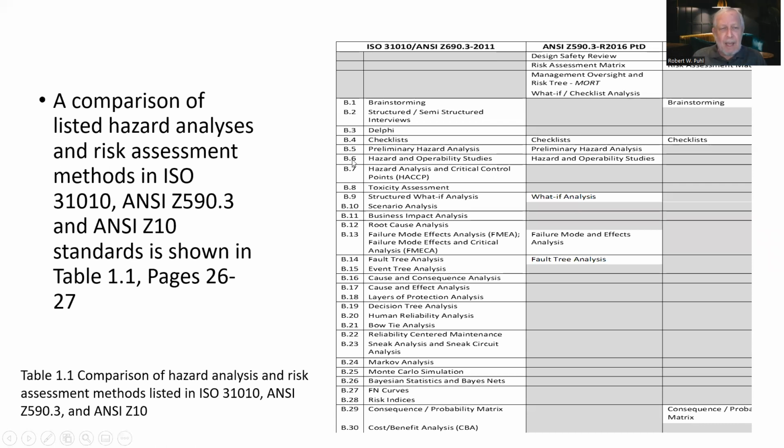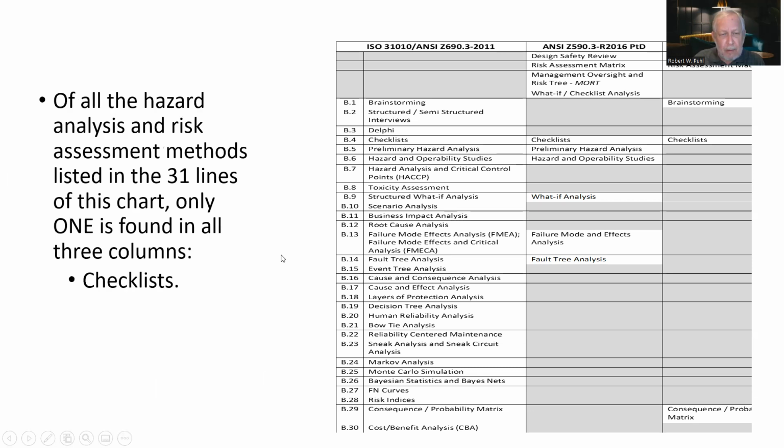The comparison of listed hazard analyses and risk assessment methods in ISO 31010, ANSI Z590, and ANSI Z10 standards is shown on table 1.1, pages 26 and 27. You really can't read them very well on this, and I'm not going to try. These are in your book near the end of the chapter.